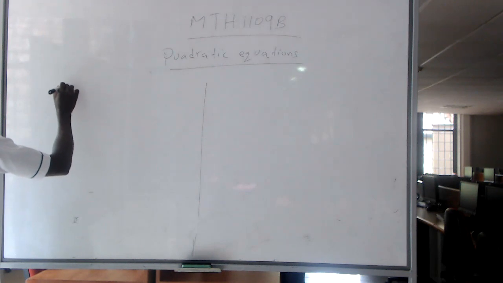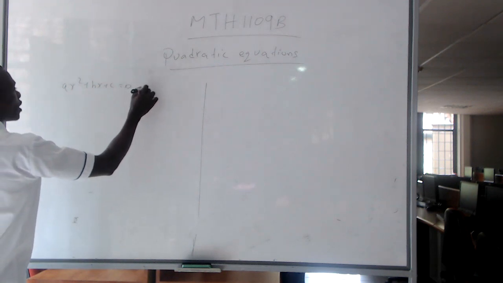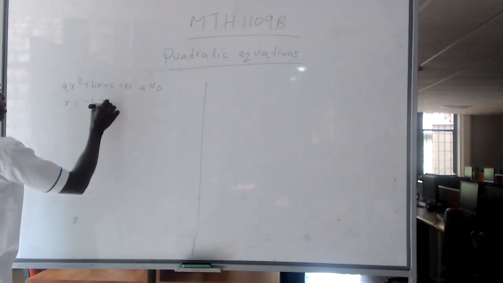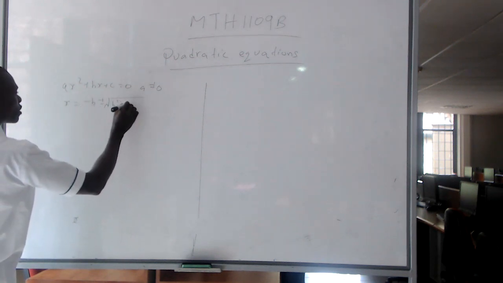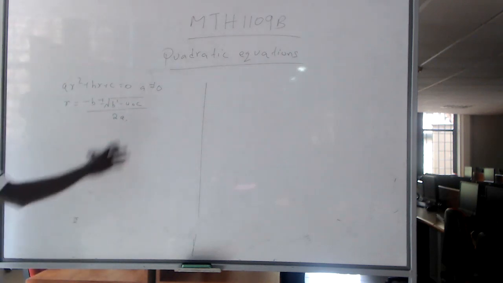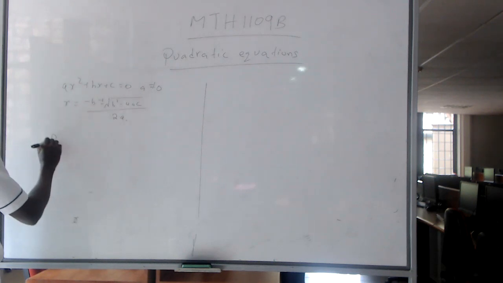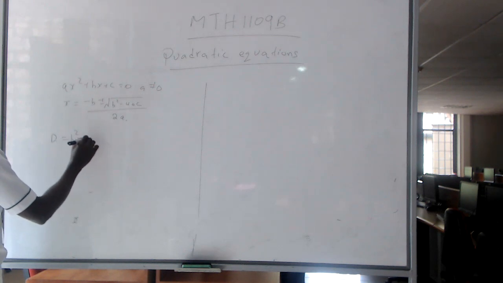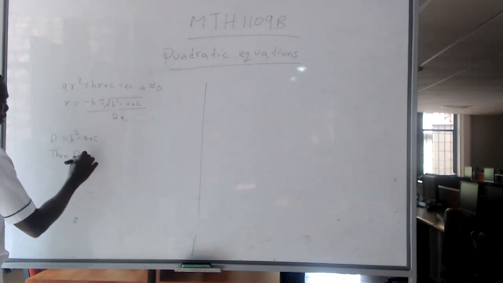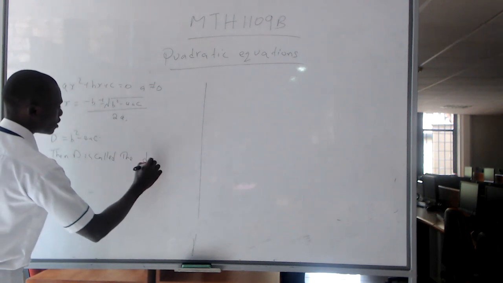So from the formula, solving ax squared plus bx plus c is 0, where a is not 0, we have that x is minus b plus or minus square root of b squared minus 4ac divided by 2a. This term that is inside the root is what we call the discriminant. So let d be b squared minus 4ac. And then d is called the discriminant.